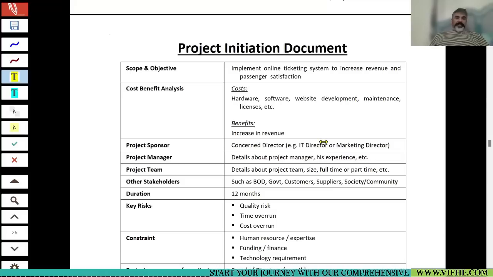In the past, the questions were that a project initiation document was already given to you in an exhibit, and you were supposed to identify the mistakes in it. You understand? So in the past papers, a PID was already given and you were asked to critically assess the content.